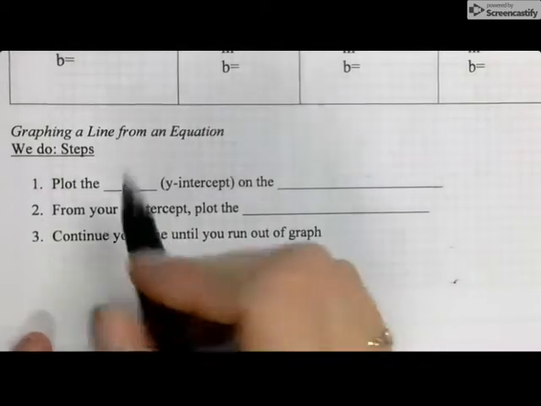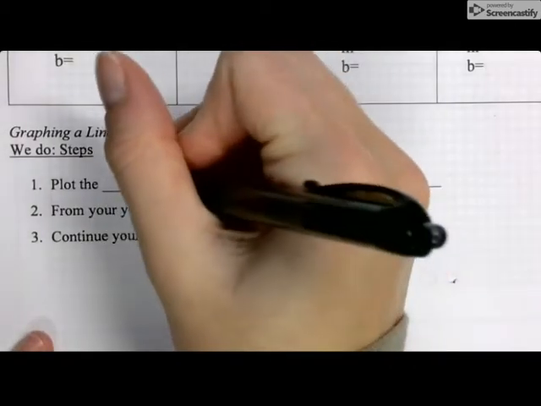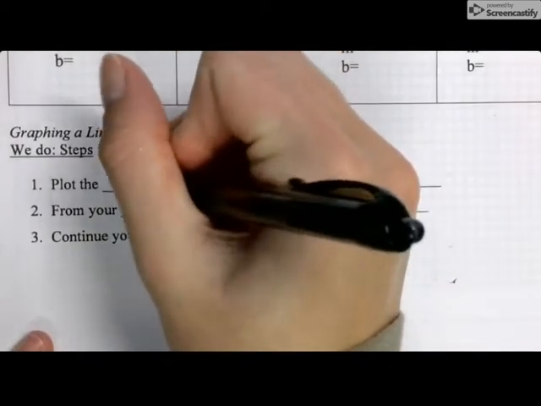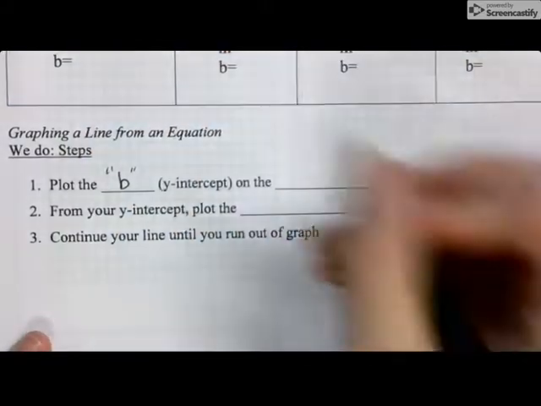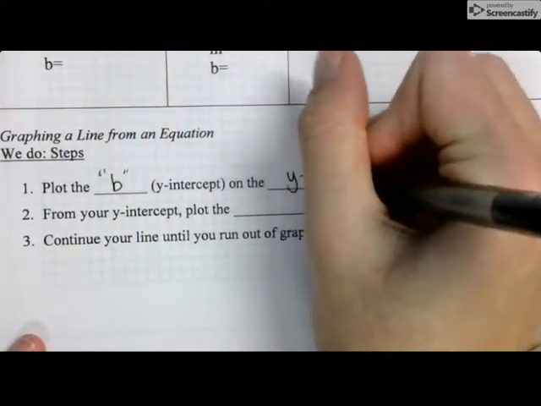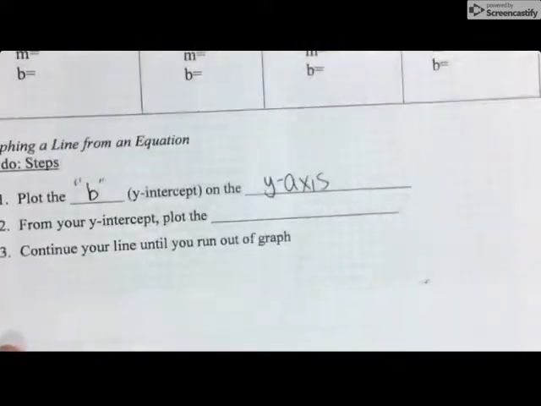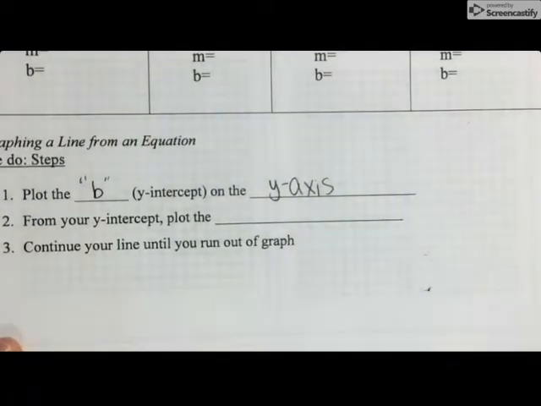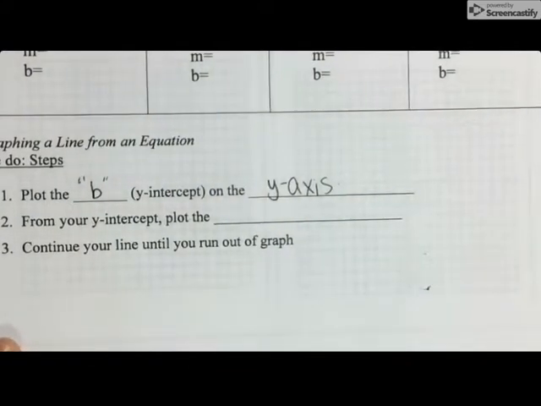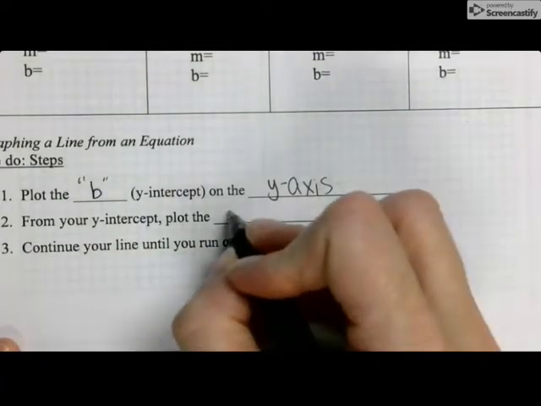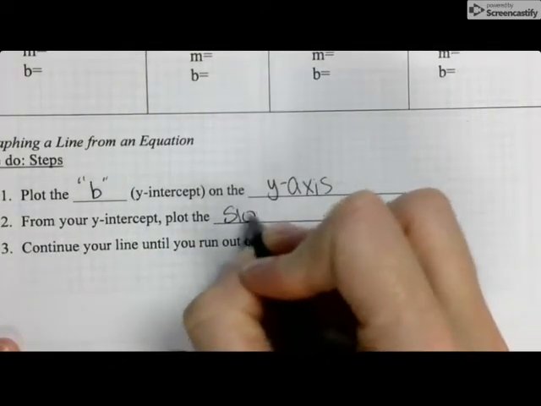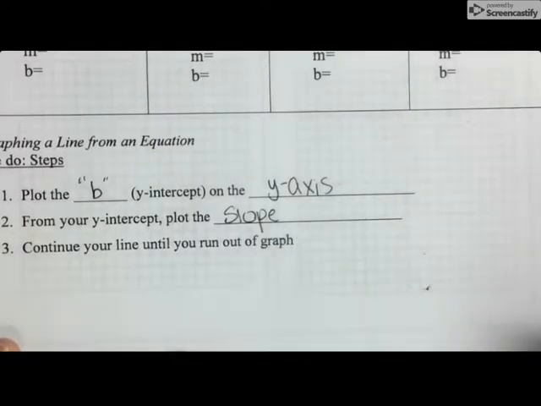So we first are going to plot the B, which is the y-intercept, on the y-axis, right? Intercept means that it intercepts it. It goes through it. It touches it. So that's why it's intercepting on the y-axis. Then from our y-intercept, we are going to plot the slope. So we are going to rise over run, and then we're going to continue until our line runs out.